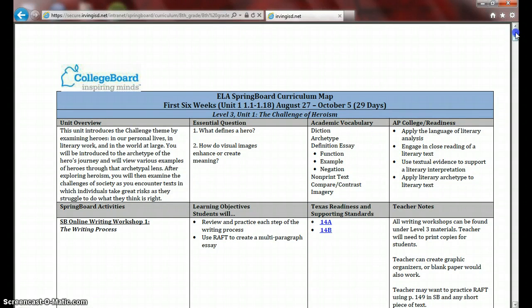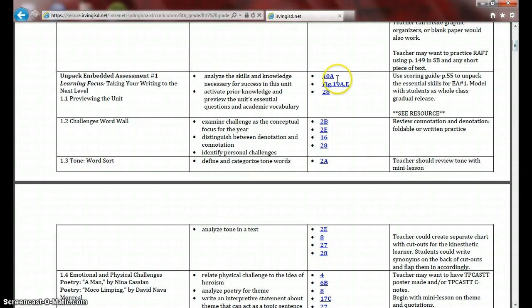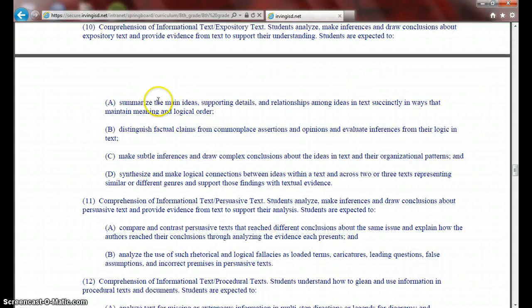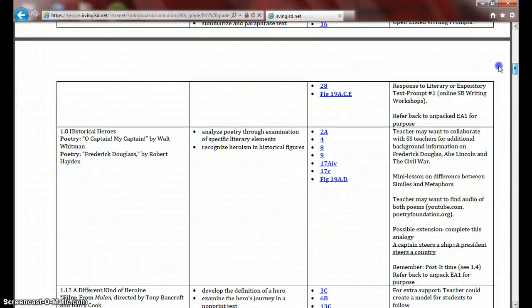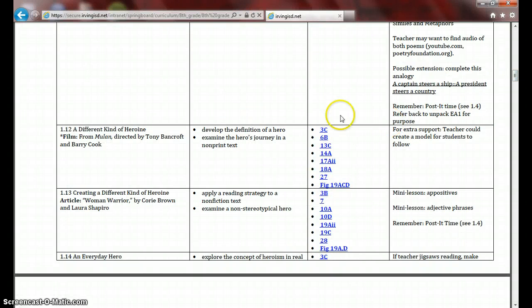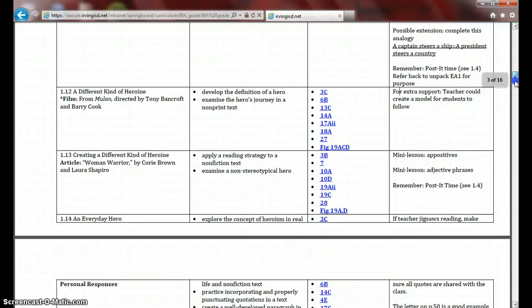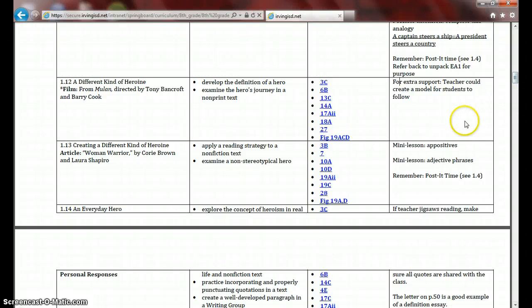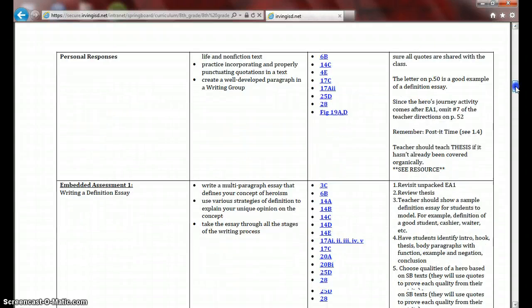Within here are also the TEKS and the supporting standards, so if at any time you're wondering where this comes from, let's go to the bottom, and there it is. Within each of these lessons, you can see these are the teacher notes over here. So this is for extra support. Teacher would create a model for students to follow. And like I said, this was made by teachers who were identified as exemplar and who taught this well within their class. So these are good examples and good advice to use.